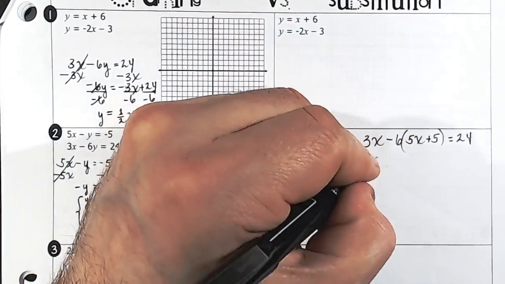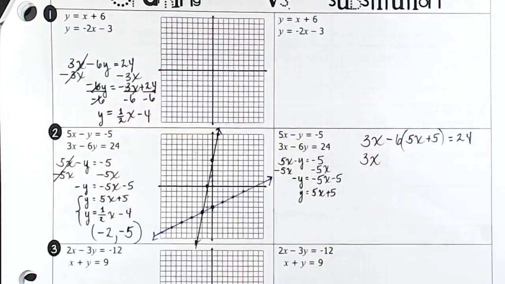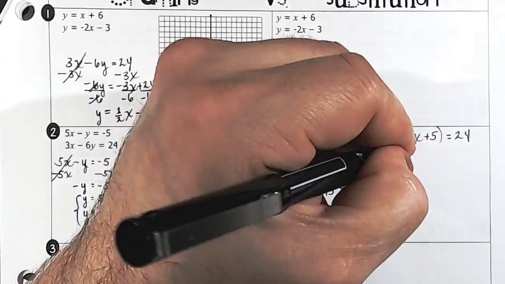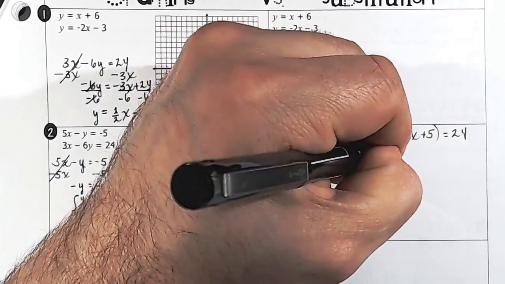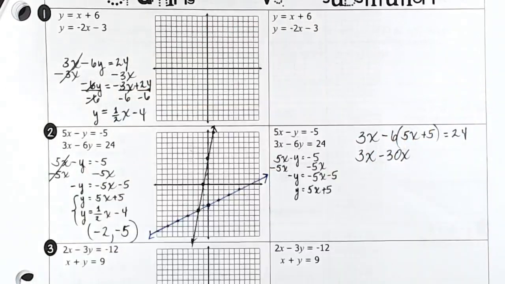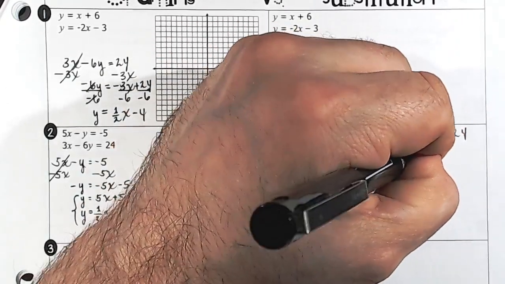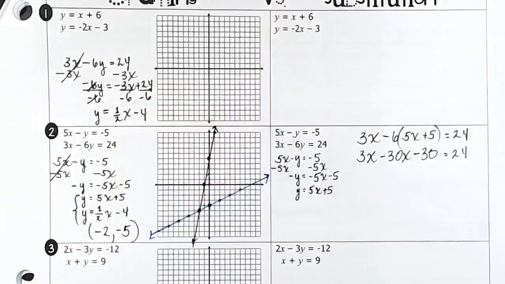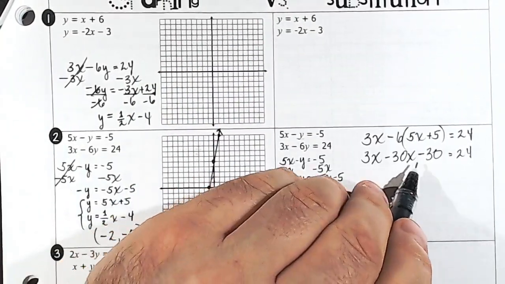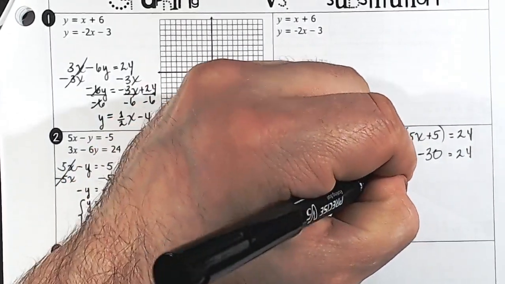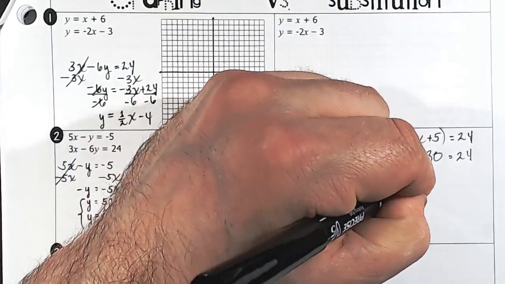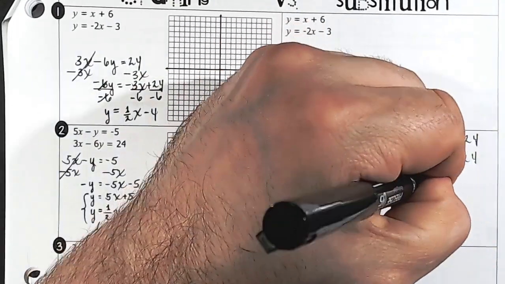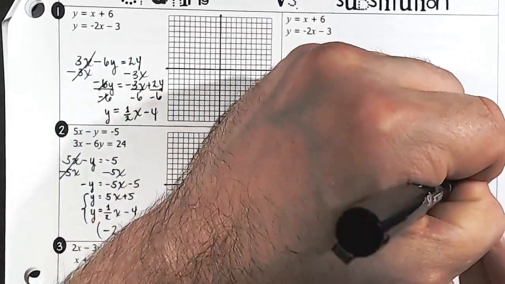Okay, and so we'll write 3x, and now I'll distribute this negative 6 straight through the whole thing. So negative 6 times 5x is negative 30x. Negative 6 times 5 is negative 30. And that equals 24. Okay, so 3x minus 30x is negative 27x, minus 30 equals 24.